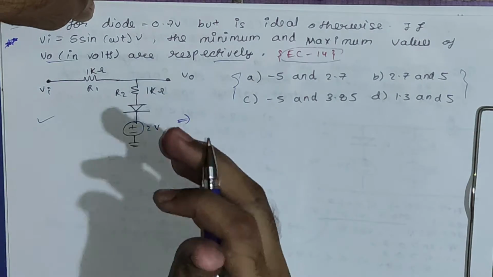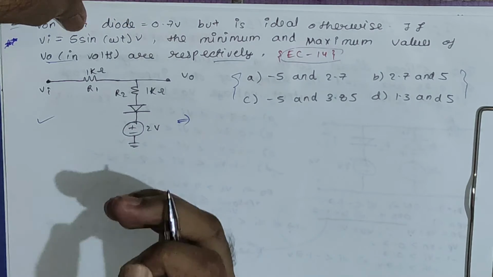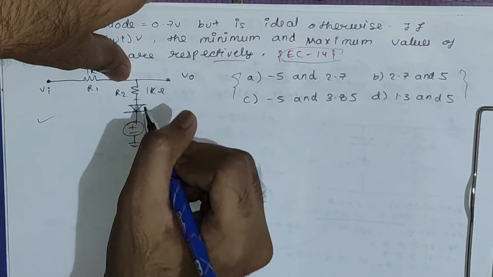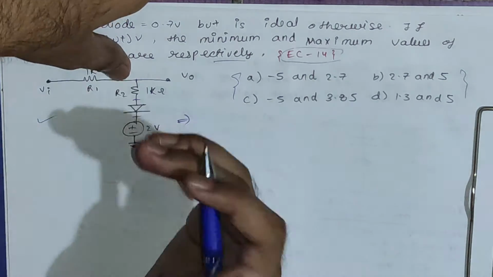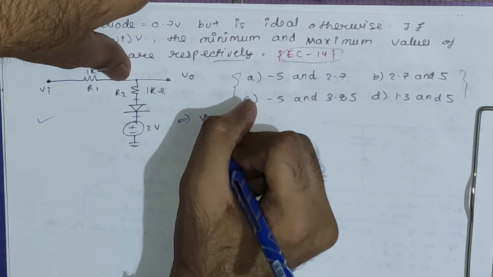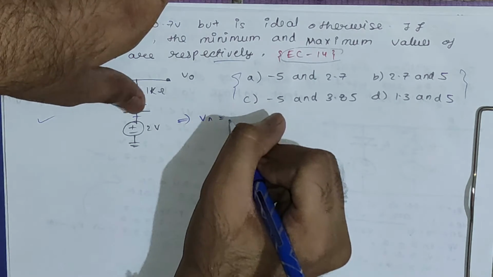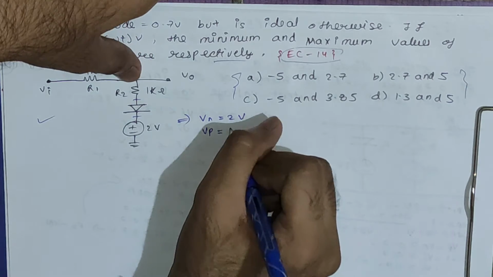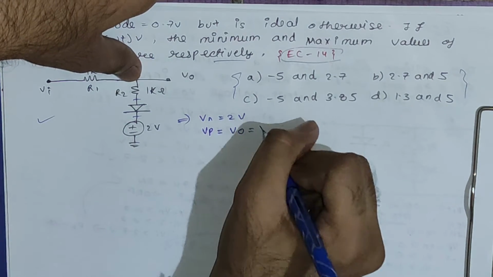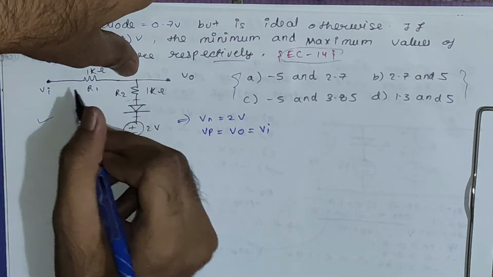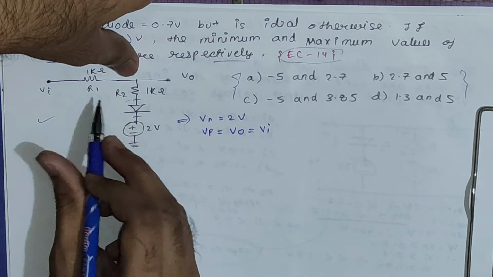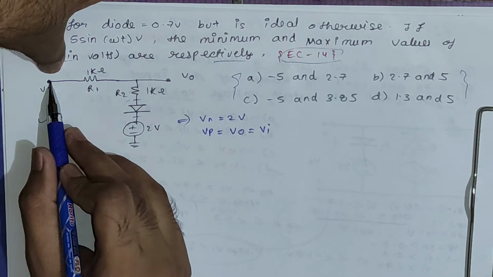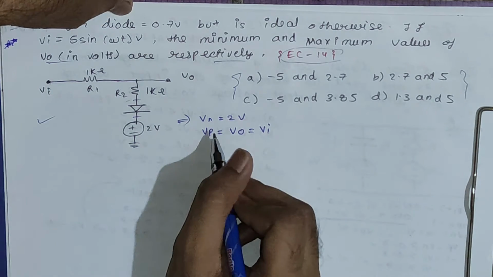The trick says first we have to find out the condition for which the diode will be on and off. So for that we will open circuit this diode and find out Vp and Vn. You can see Vn of this diode is connected to 2 volts, so Vn is 2 volt. Vp will be equal to Vo, and Vo will be equal to Vi, because if you open this diode there won't be any current flowing through these two branches, so this Vo node is nothing but equal to the Vi node.